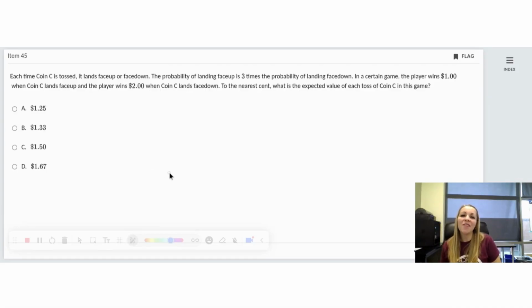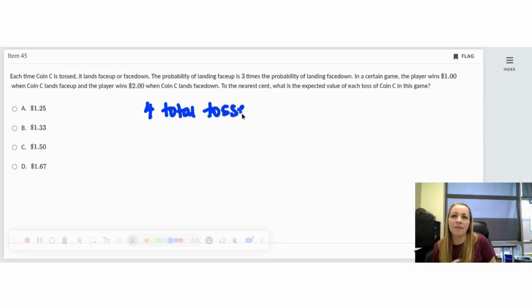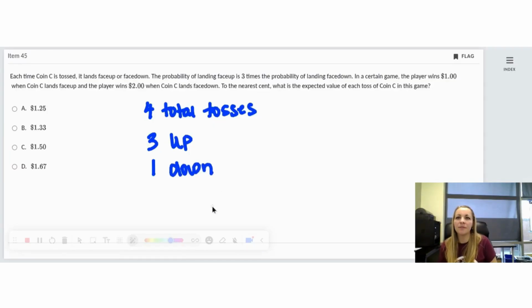We are told that face up happens 3 times as often as face down. So you can think of 4 total tosses like this. 3 would land face up, so I'm going to use UP for up, and 1 would end down. So their probabilities out of 4 total tosses would be 3/4 and 1/4.